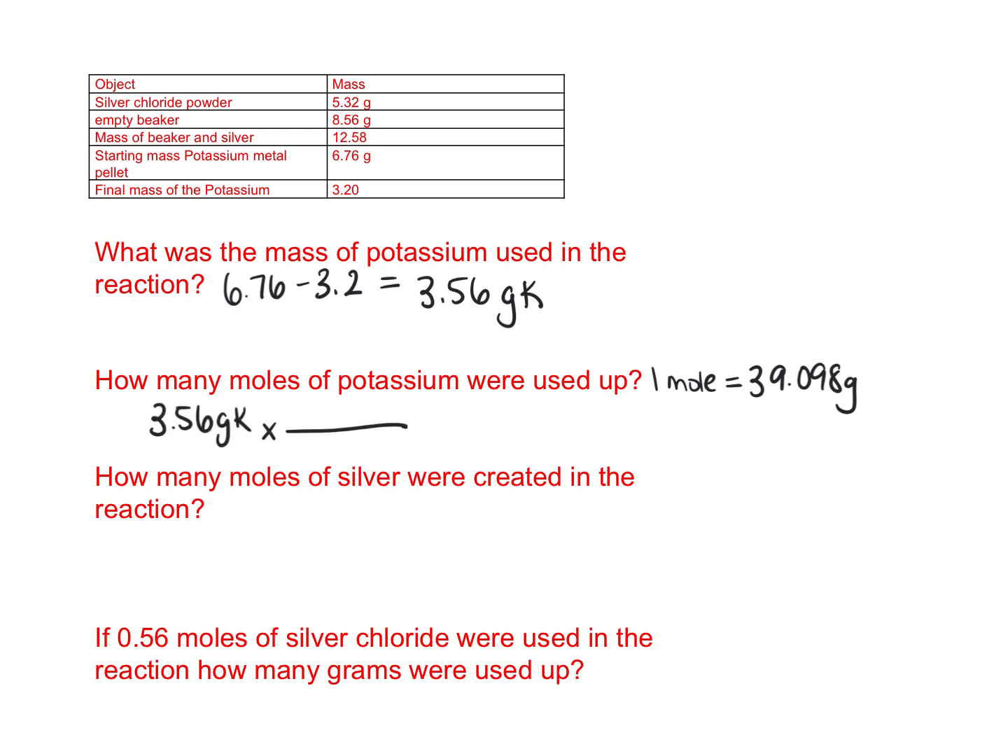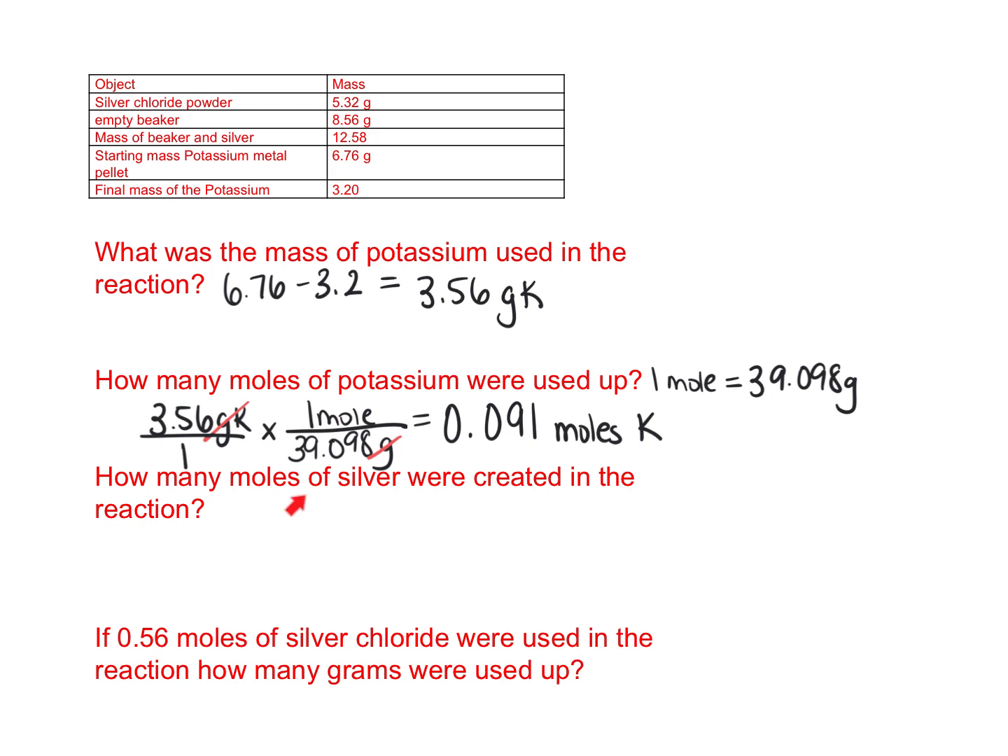So according to our data, we use 3.56 grams of potassium. That's what we're going to start with. We're going to put our molar mass of potassium on the bottom because we want our grams to cancel out, and we're going to put 1 mole on the top. So we're going to take 3.56 and divide it by the molar mass of 39.098. You should get 0.91 moles of potassium.